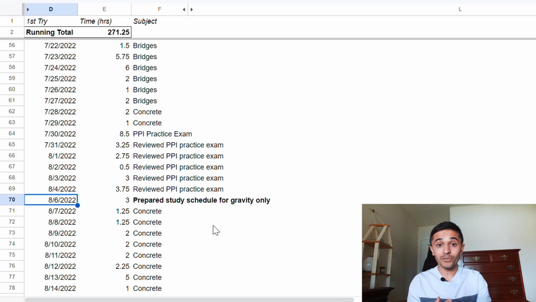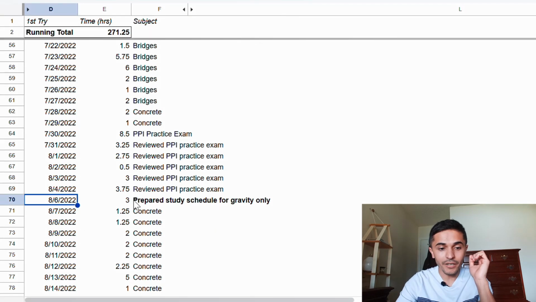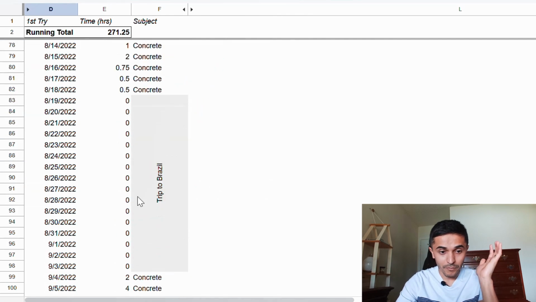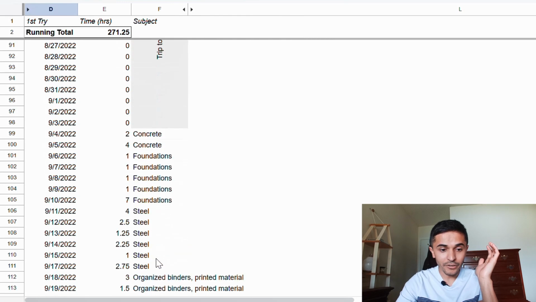I tried to plan out the schedule with both, with the added time that I needed for gravity. We knew we were going to Brazil, my home country, for 2 weeks, so I was going to have about 2.5 weeks of zero study hours. And the exam was in October. And I just kept studying for gravity. And you can see here, I spent a little over 2 weeks not studying, and then I continued on.